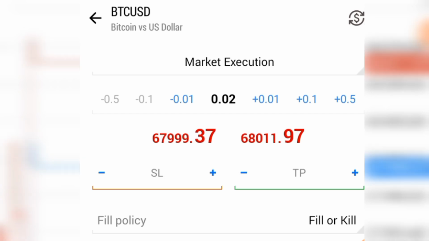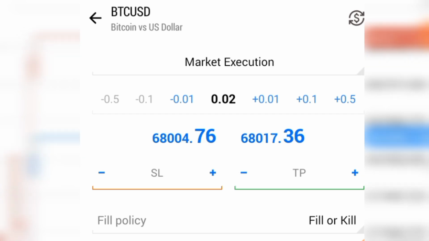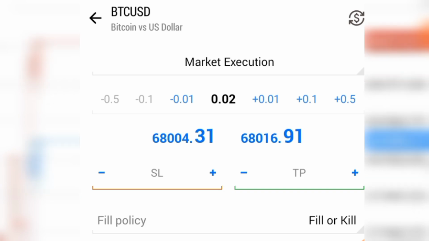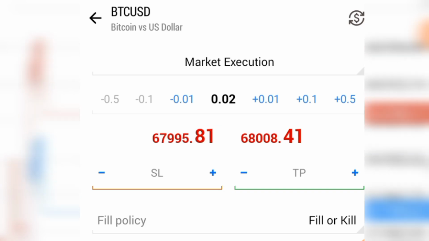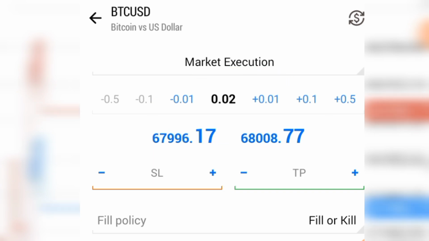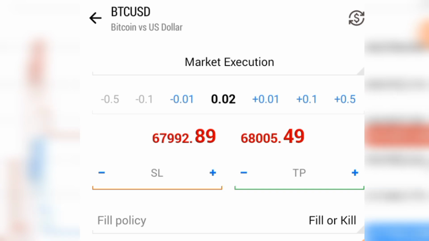Okay, so this is where beginners make mistakes. Every setting here matters a lot. So in the market execution page, you have the lot sizes, where to set the TP and the stop loss right here, right? And also you have a sell and a buy option there, right?